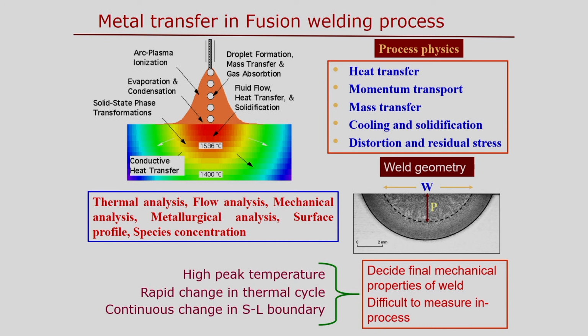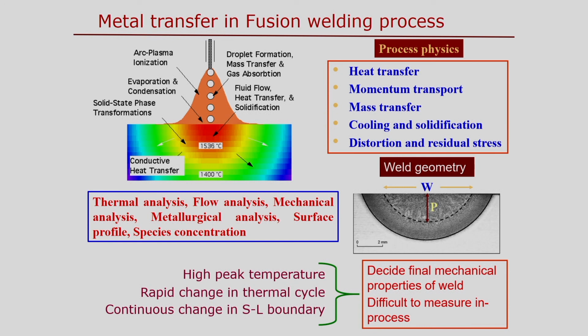Similarly, for the heat affected zone, the solid line and dotted line correspond to particular temperatures which we can get as output from a thermal model. So, in this way different isotherms can define the different zones from the mathematical model, and that can be compared with the experimental analysis.